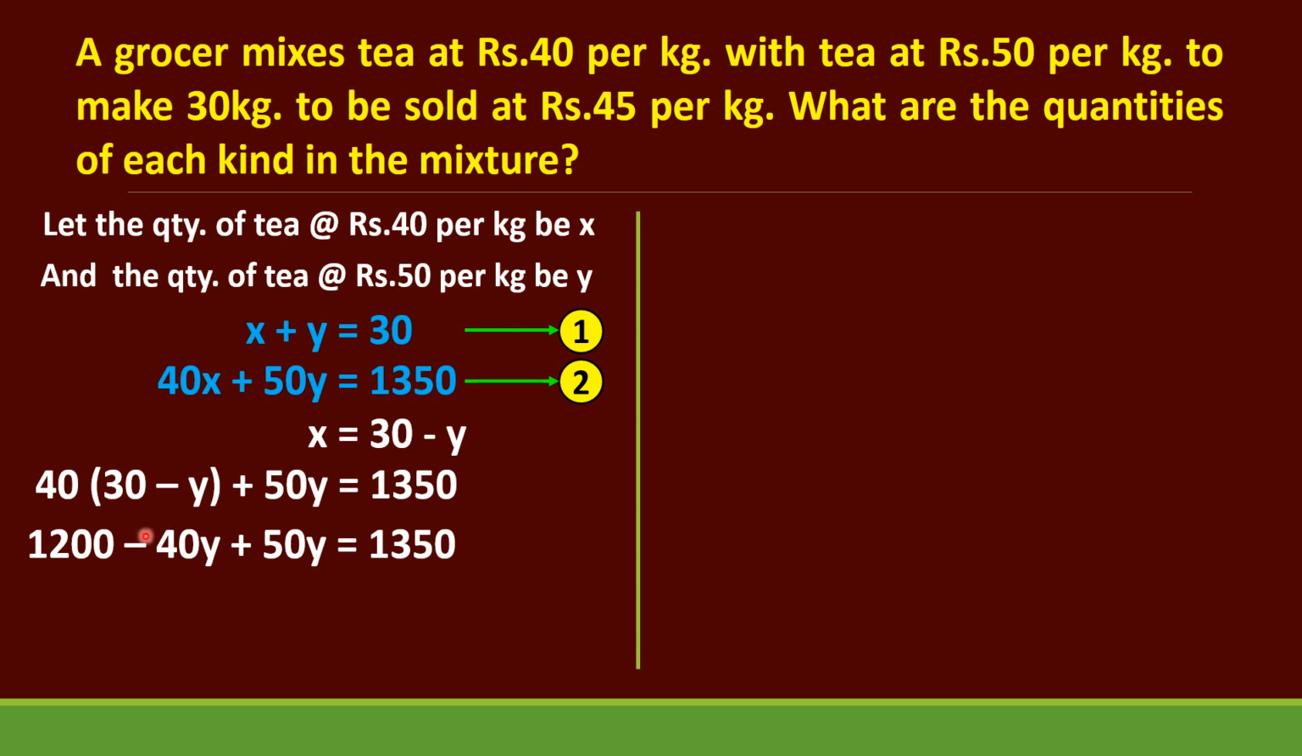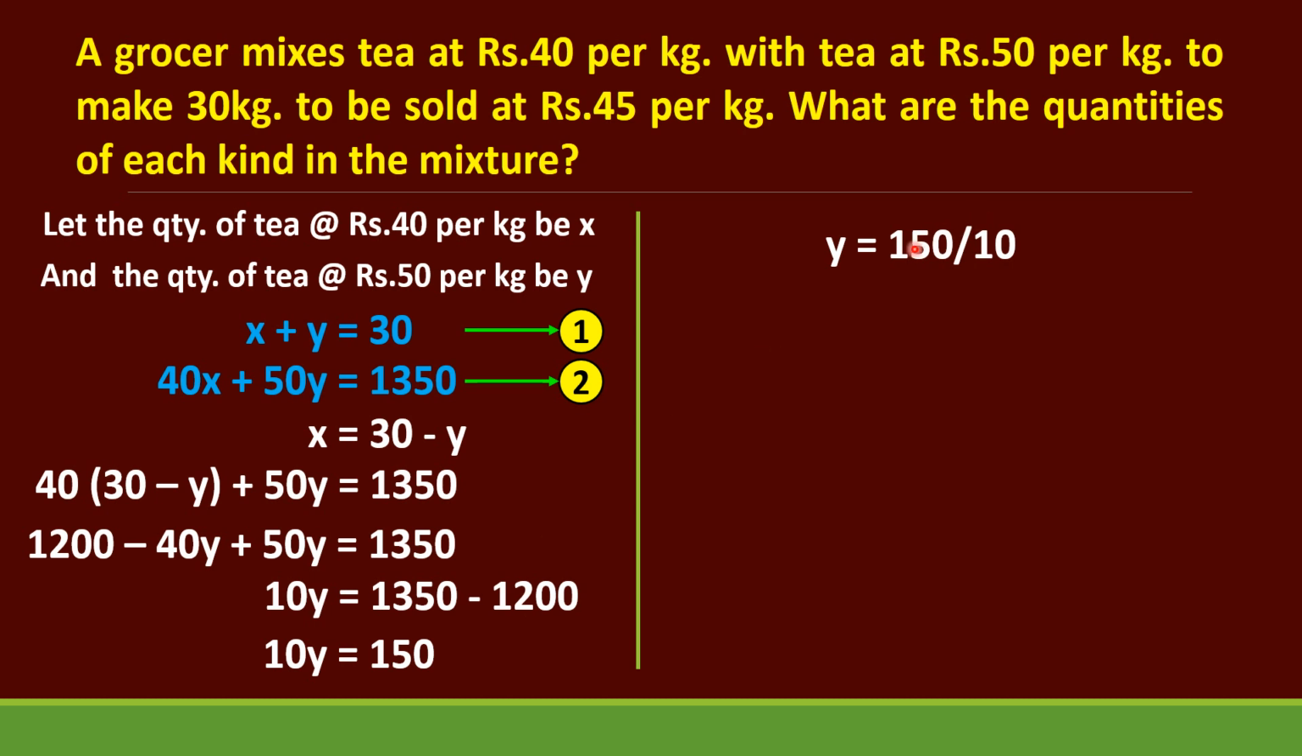And this 1200 can be taken to this side. So minus 40y plus 50y is 10y, equal to 1350 minus 1200. 10y is equal to 150. So y is equal to 150 divided by 10. Hence the value of y is 15.